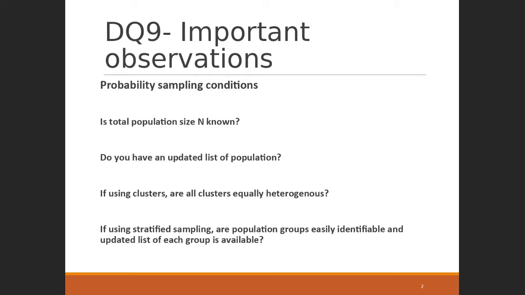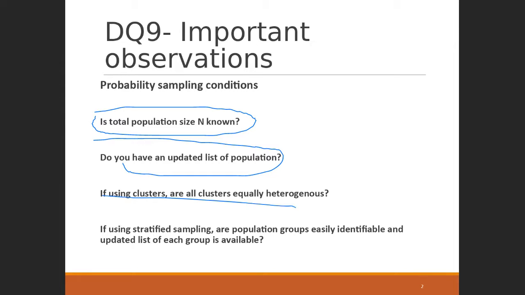Students seem to be confused about when to choose a probability method and when to choose a non-probability method. If you're using probability sampling methods, you need to ask yourself these four questions, and a clear answer to each is very important. For instance, is the total population size known? We saw that we need to know the total population size if we want to use a probability sampling method. If it is not known, it becomes difficult to design probability sampling methods.